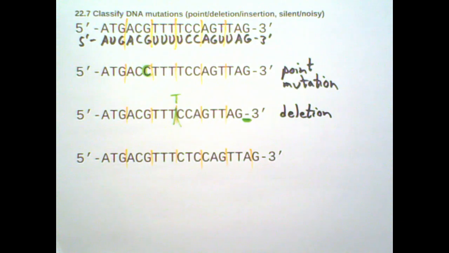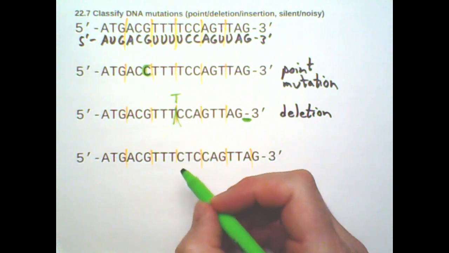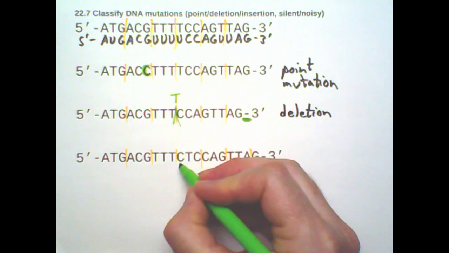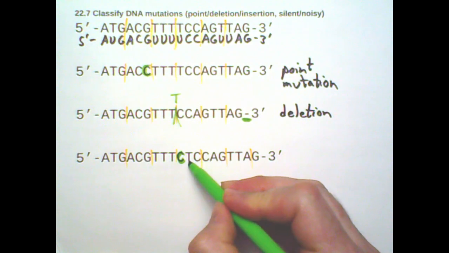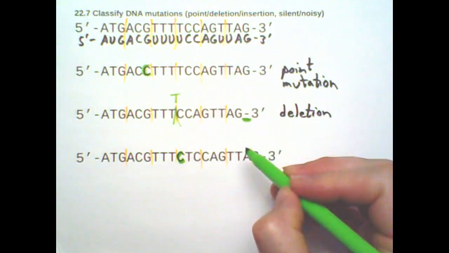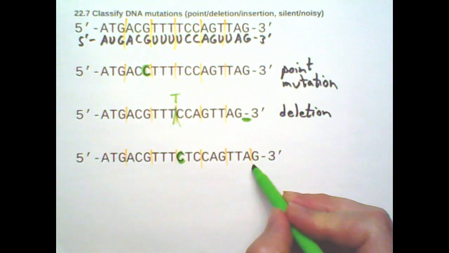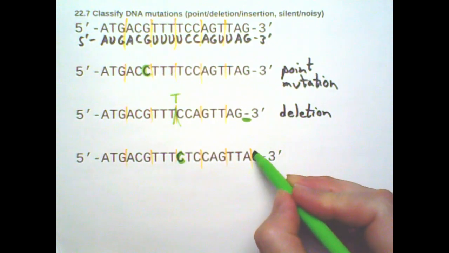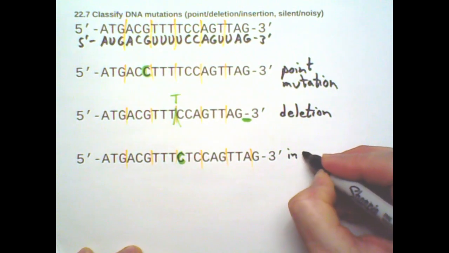In the third one, if you go along and check it closely, everything's the same to here. There's an extra C, and then it goes back to TCC just like at the top, AGT, AGT, TAG, TAG, but we've got an extra letter in the code, and that means we've got an extra letter there where the codon doesn't have all three. This is called an insertion.